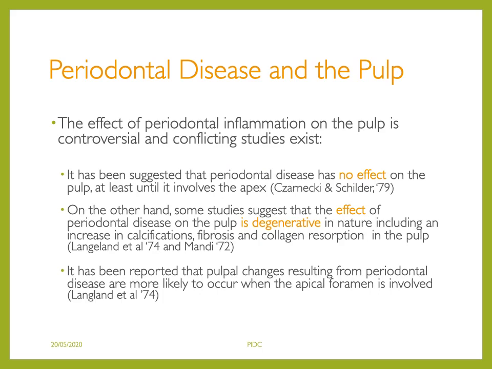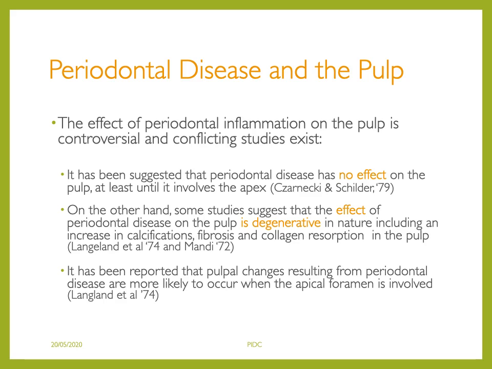When it comes to periodontal disease and the pulp, the effect of periodontal inflammation on the pulp is controversial and conflicting studies exist. It has been suggested that periodontal disease has no effect on the pulp, at least until it involves the apex. On the other hand, some studies suggest that the effect of periodontal disease on the pulp is degenerative in nature, including an increase in calcification, fibrosis, and collagen resorption in the pulp. It has been reported that the pulpal changes resulting from periodontal diseases are more likely to occur when the apical foramen is involved.